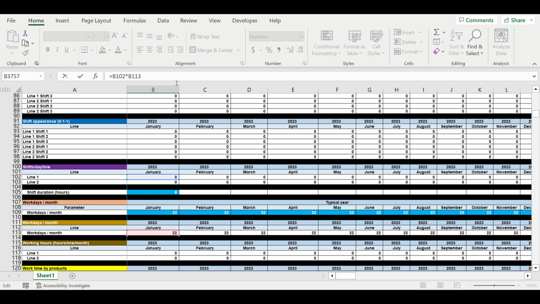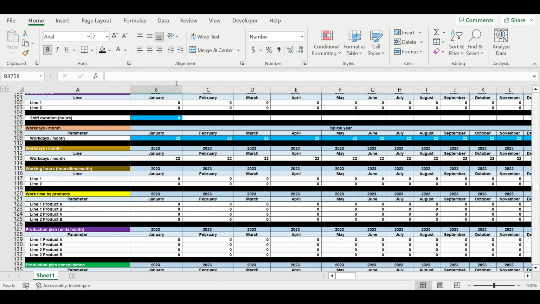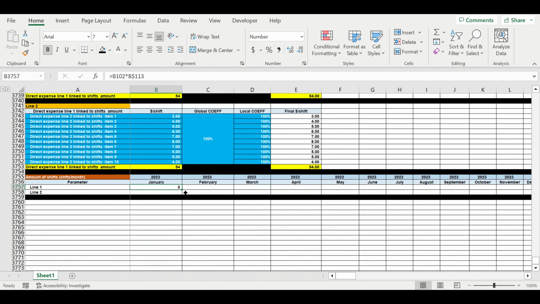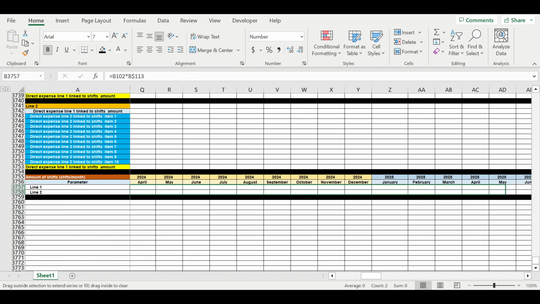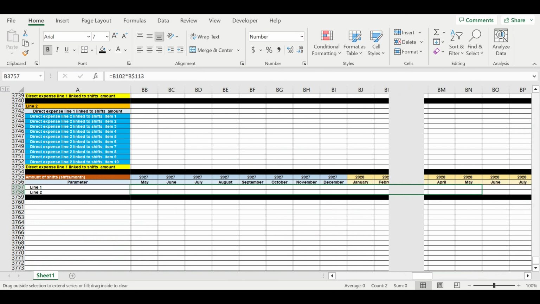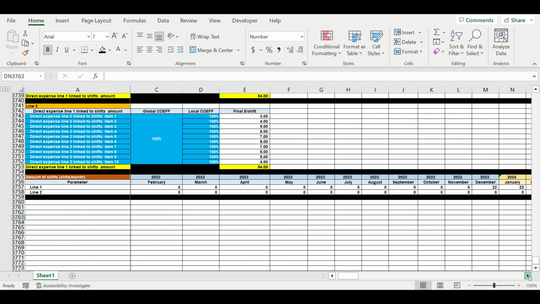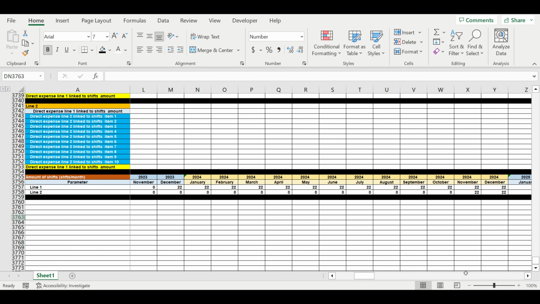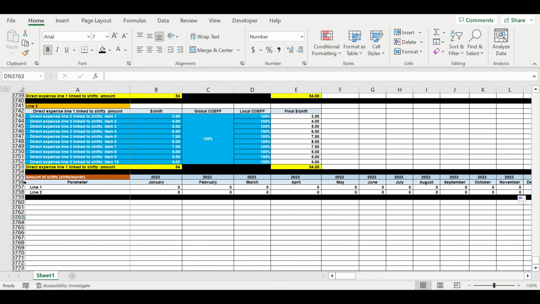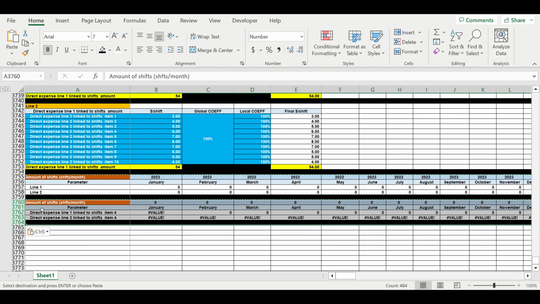Here I will freeze the line. Now I will extrapolate this formula to the bottom and to the right. So this is the amount of shifts that we have, and now let's copy this table.